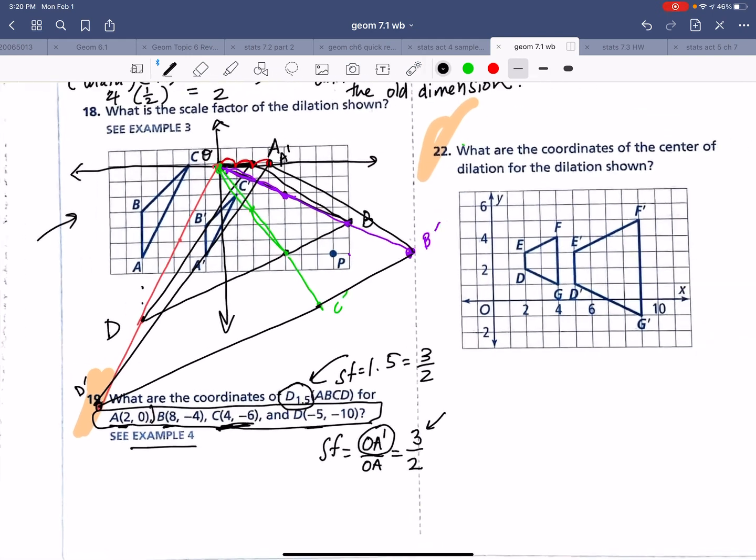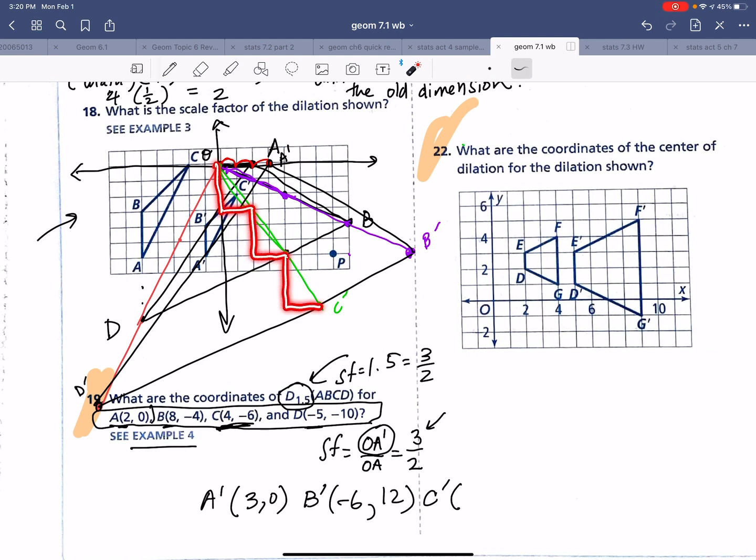So what are my new coordinates? It looks like my new coordinate for A is 3, 0. My new coordinate for B is, let's see, I went down 2 over 4, down 2 over 4, down 2 over 4. So that's a total of down 2, 4, 6. And over 4, over another 4, over another 4, that'd be over 12. C, it looks like I went down 3 over 2, down 3 over 2, one more down 3 over 2, so that's a total of down 9 over 6.